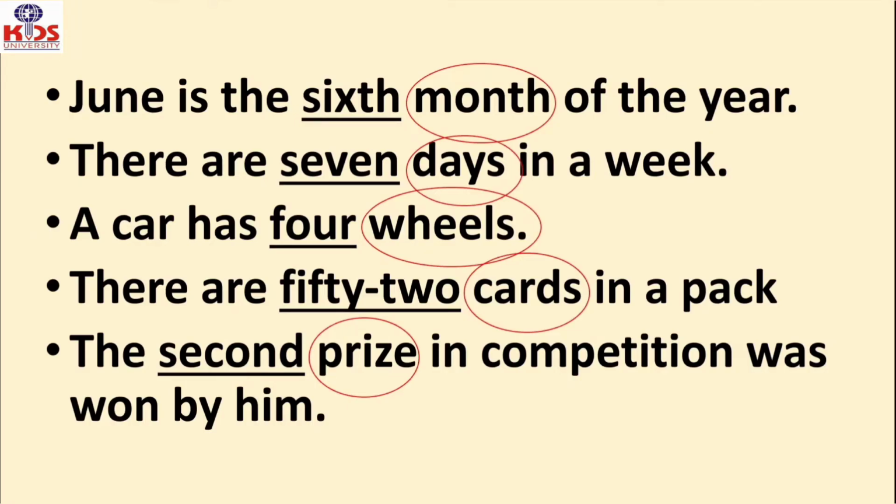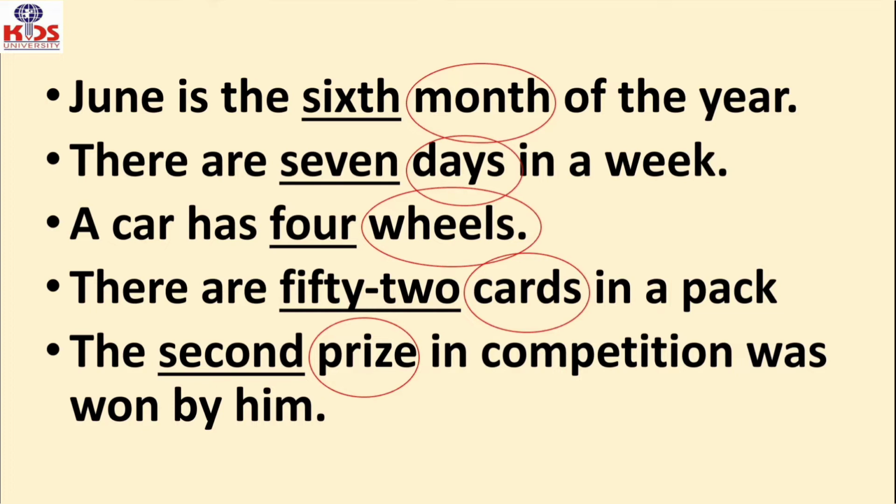We can also use numbers as adjectives. For example, June is the 6th month of the year. Here, 6th is used as an adjective which is describing the noun month. There are 7 days in a week. Here, the number 7 is used as an adjective to describe the noun days. A car has 4 wheels. There are 52 cards in a pack.